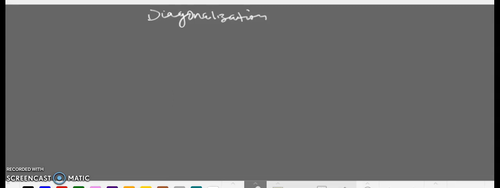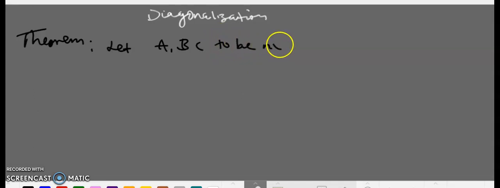So let us start by proving the theorem. The theorem in this diagonalization is saying that we can let A, B, and C be n by n matrices. What we are simply saying is that these matrices are square matrices. We start with number one.